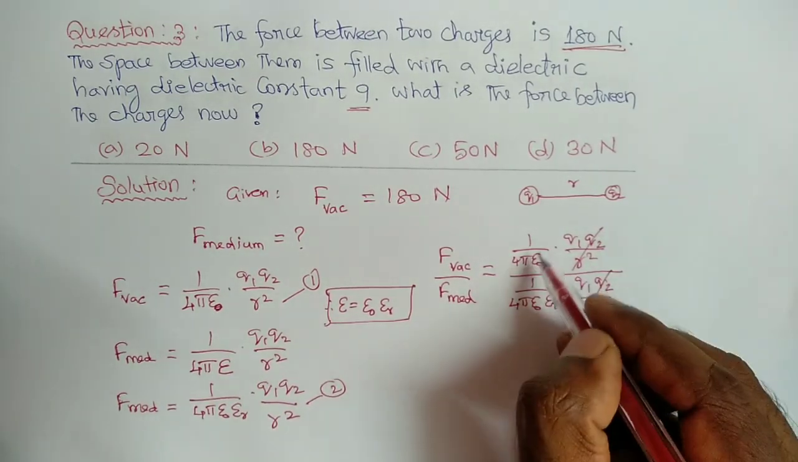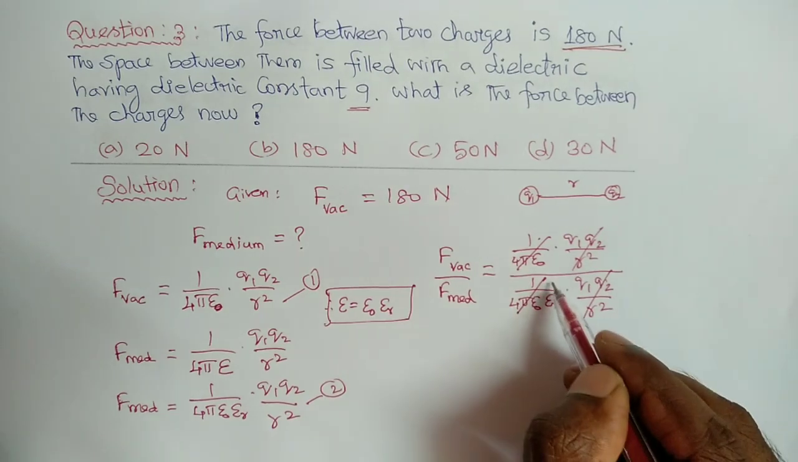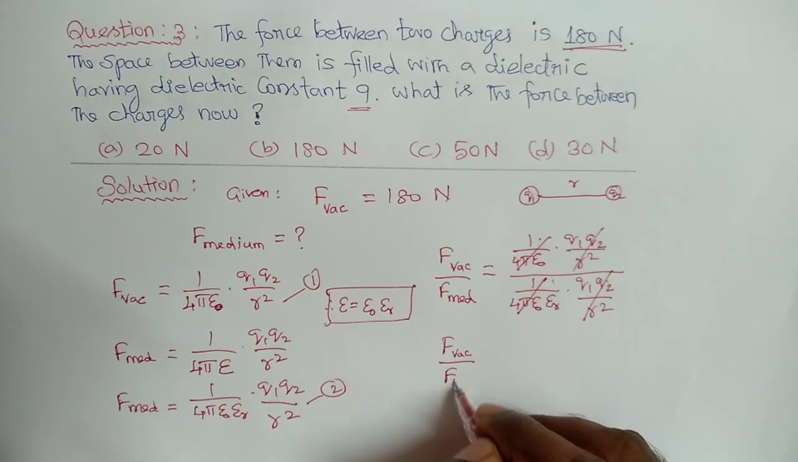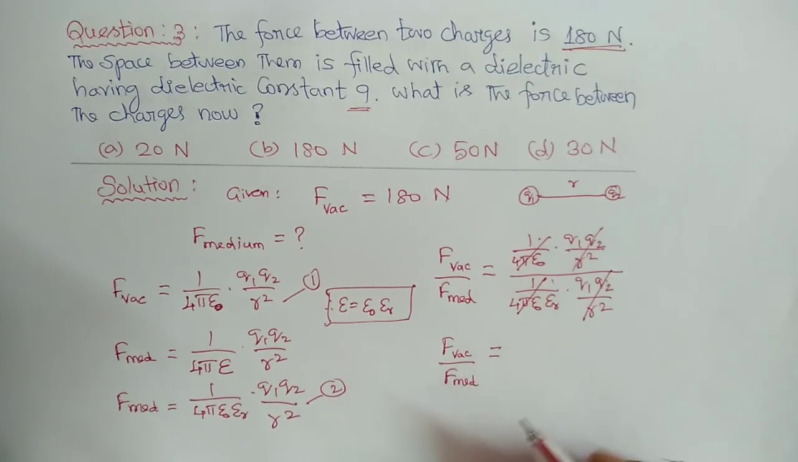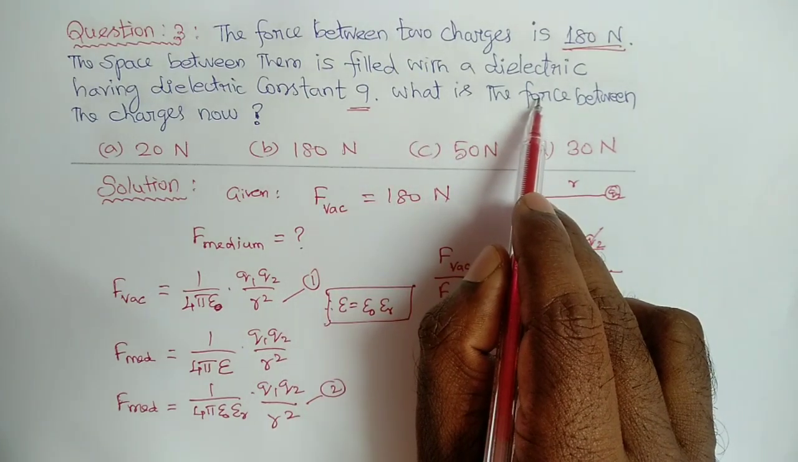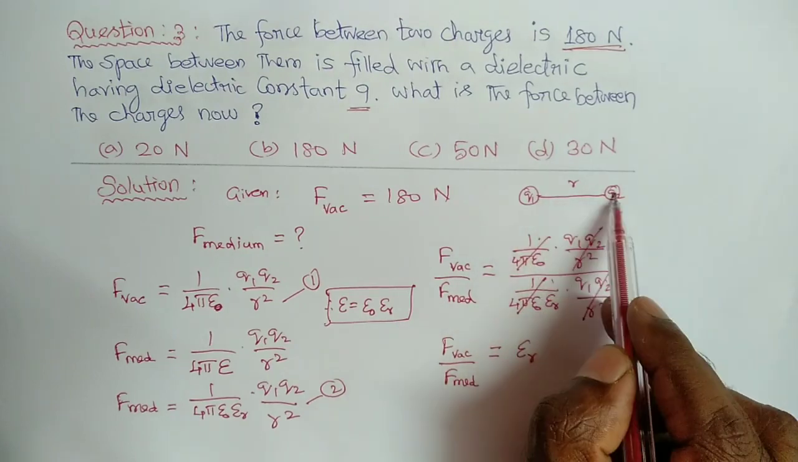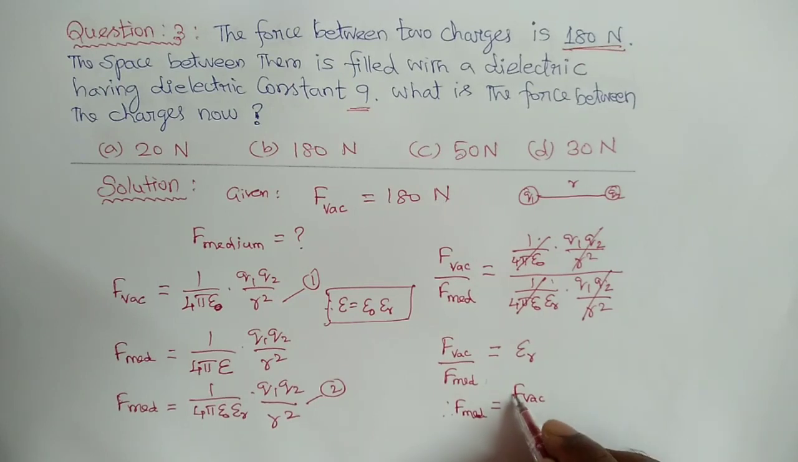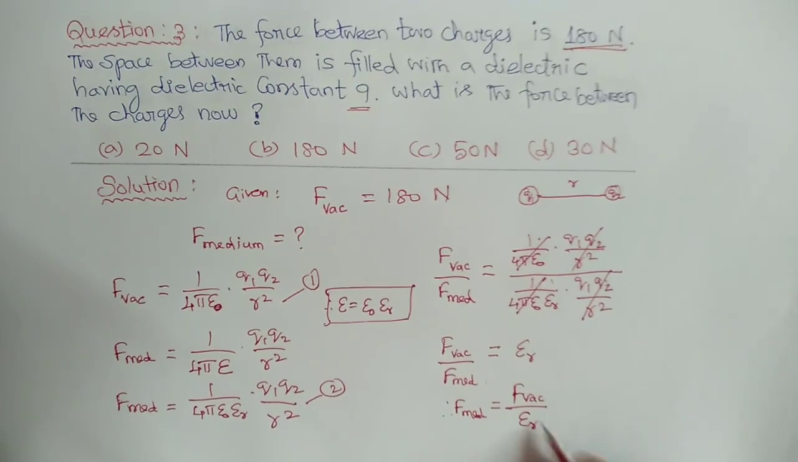So all the quantities will be cancelled. Remaining is 1 by epsilon naught r. So F vacuum by F medium is equal to epsilon r. Our aim is to calculate the value of force when the space is filled with the dielectric. It means F medium. So F medium is equal to F vacuum divided by epsilon r.